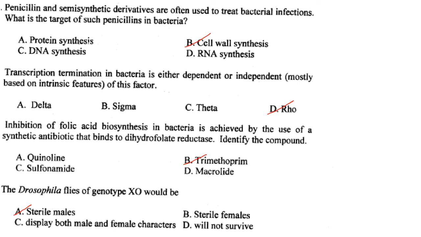Inhibition of folic acid biosynthesis in bacteria is achieved by the use of a synthetic antibiotic that binds to dihydrofolate reductase. Identify the compound. So it is trimethoprim, that is the compound. Then Drosophila flies of genotype X0 would be, so they would be sterile males. Answer is option A.